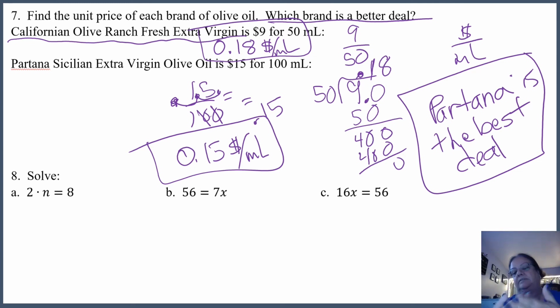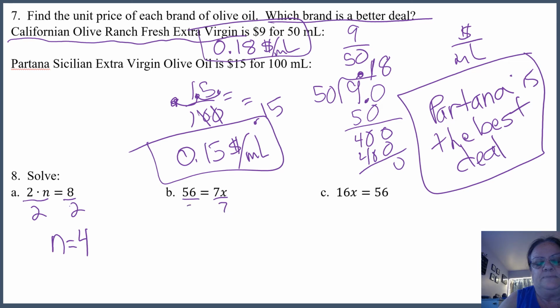All right. Number 8. 2 times n equals 8. So if we divide both sides by the constant on the variable, I'm going to end up with n equals 4. Here I divide both sides by 7 because that's the constant on the variable, the coefficient. 56 divided by 7 is 8. So 8 is x. All right, I divide both sides by 16 and I get 4. So x is 4.